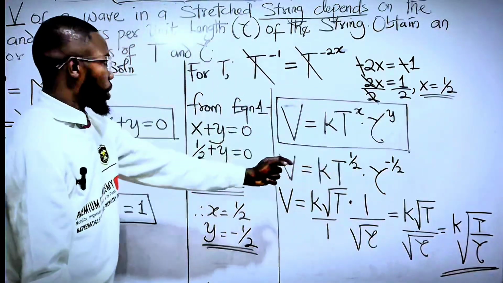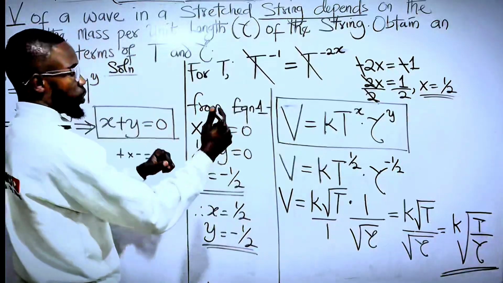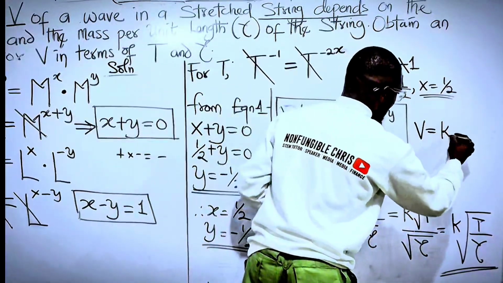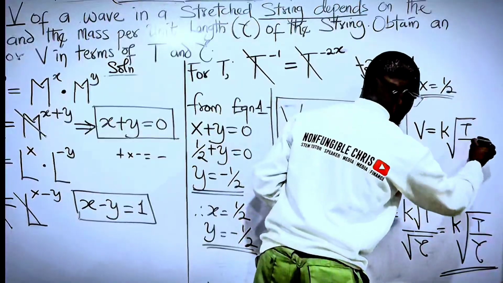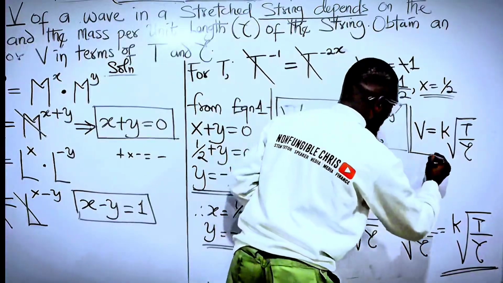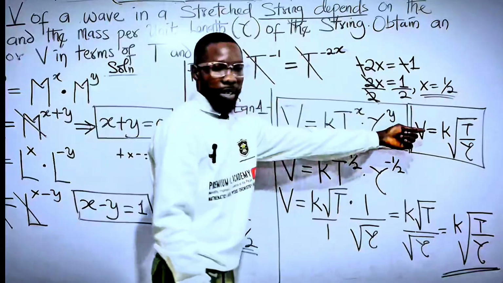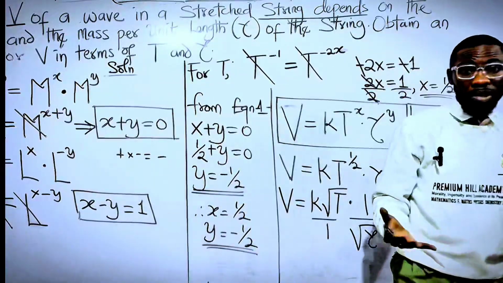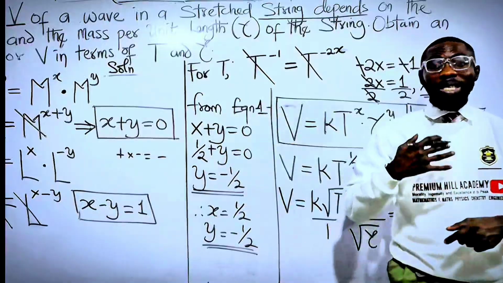So that's the relationship. Since I've used the whole board, we say v is equal to k square root of t over gamma. Our final answer has arrived. That's the final answer, right? So if you go through what I've been teaching you, you see it's very easy. I iterate on them, try to make it as simple as possible.